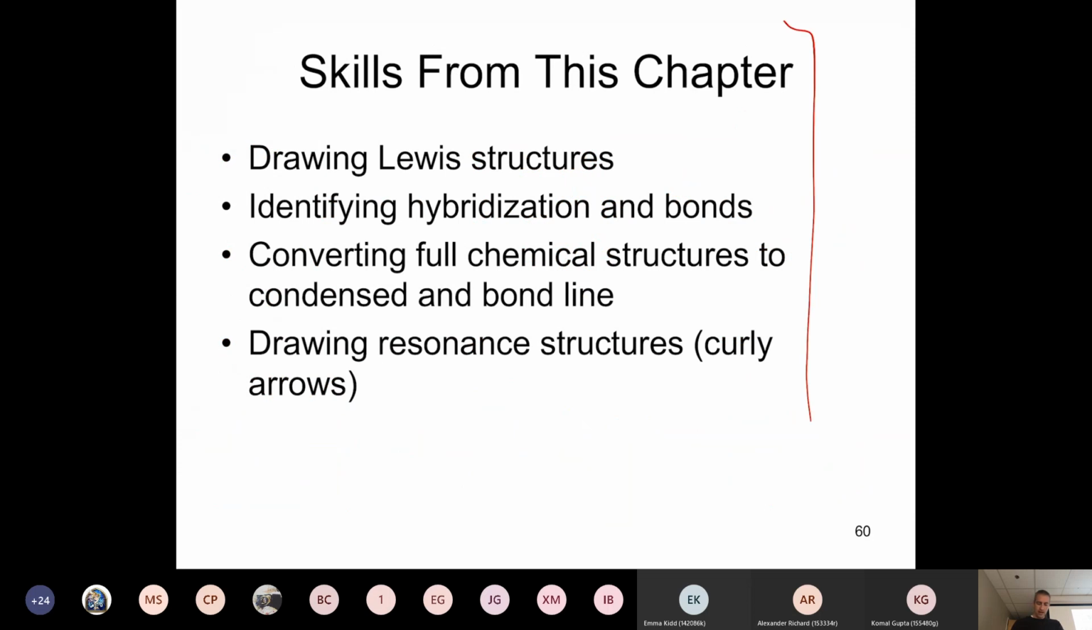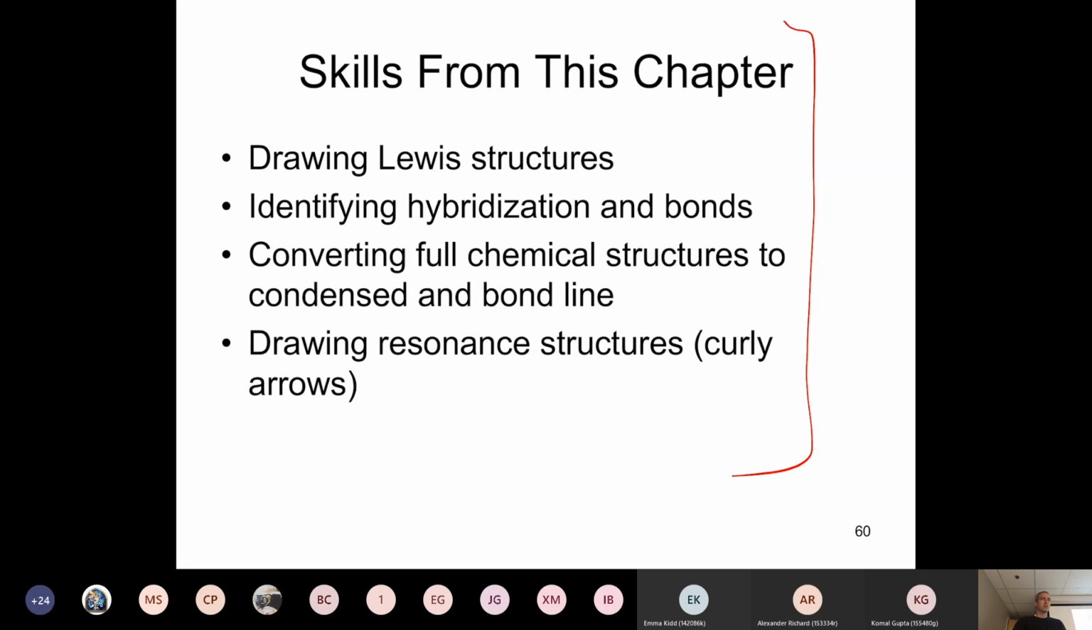We're done. Unit 1 is done. Important stuff that you need to get from this chapter, first of all, is drawing Lewis structures. We have a tutorial online, and lots of practice doing that. Looking at a structure that you've just drawn and identifying the hybridization: sp, sp2, sp3. We're going to use that immediately in our next chapter. Going back and forth between full Lewis structures with all the lone pairs, and condensed structural formulas and bond line structures is important too. And resonance structures as well, of course.